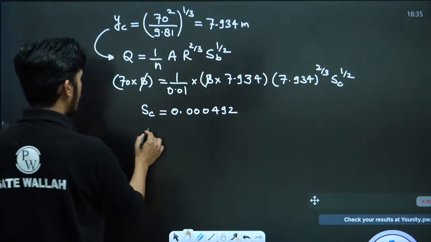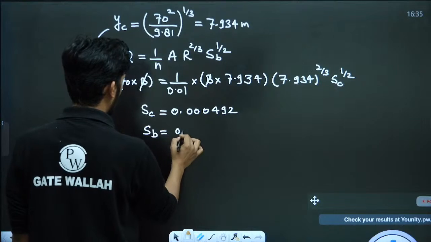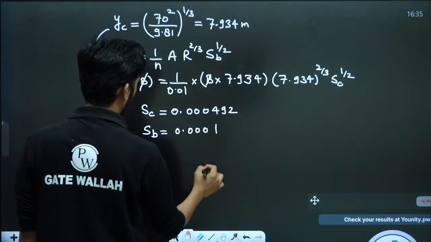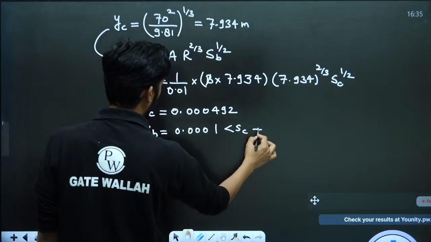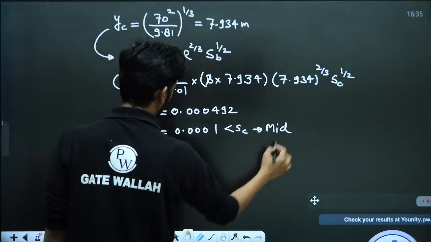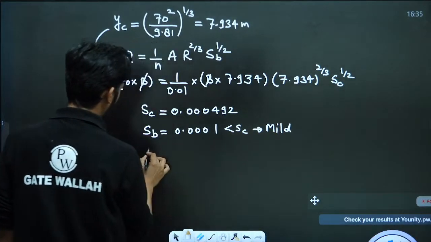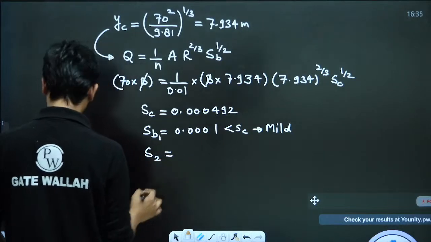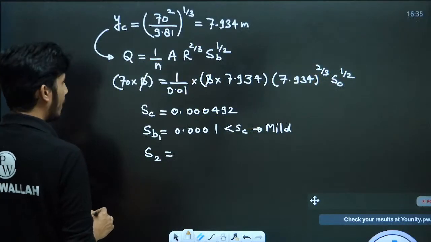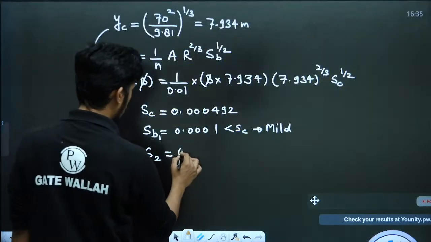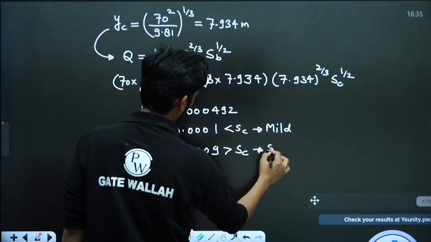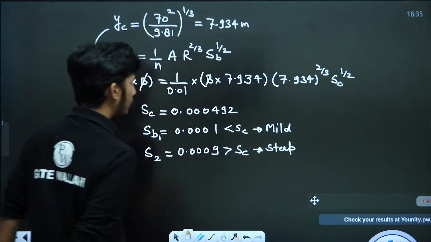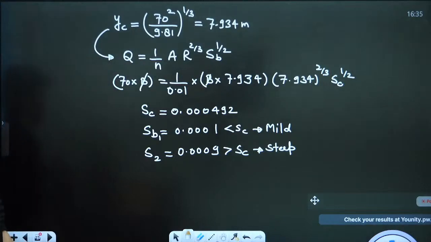So SB1 is 0.0001. This is lesser than SC, so the first slope is mild. And SB2 is equal to 0.0009. This is greater than SC, so this is steep. First of all, this is clear.